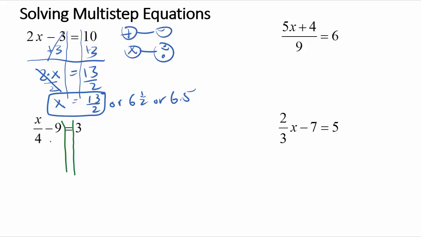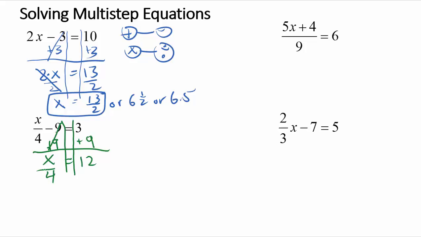So we've got a minus 9, so what I'm going to do is do the opposite. I'm going to add 9 to both sides. This will now cancel out my 9's. I'm left with x over 4, or x divided by 4, same thing, is equal to 3 plus 9 is 12. And now from here, I've got one more step.